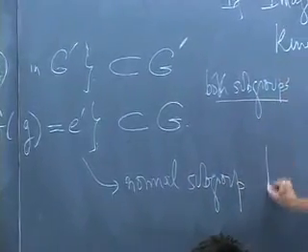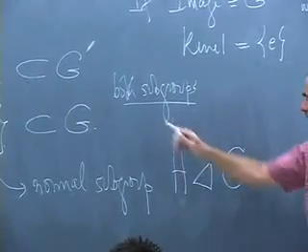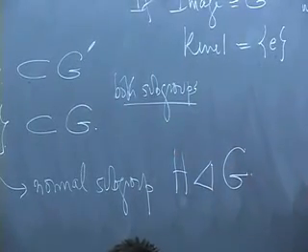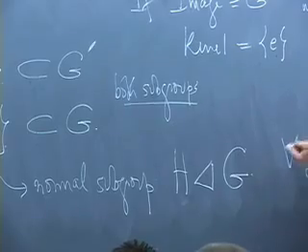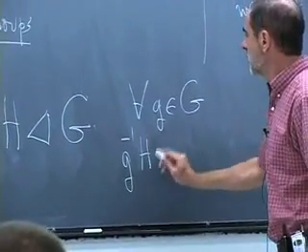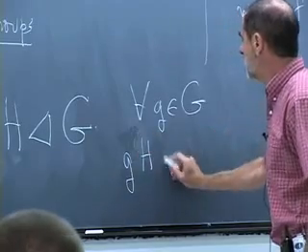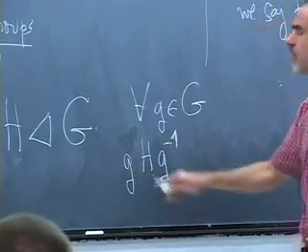A normal subgroup H in a group G is denoted this way, not just by the contained sign, but a little triangle. So it means it's better than just a subgroup. It has a nice property: if you take any g in G, the conjugates of H, gHg inverse, that's another subgroup of G.